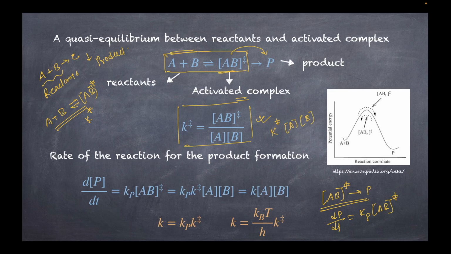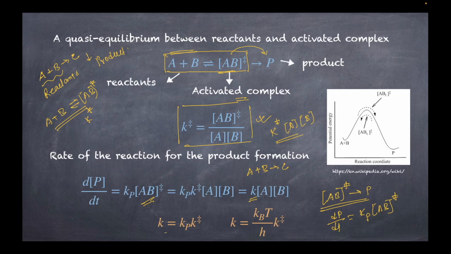Now we can put the expression of AB double dagger, that means this expression here. So dP/dt will be Kp times K double dagger times concentration of A times concentration of B. Let's say Kp times K double dagger equal to K. So this is the rate constant for the overall reaction, that means A plus B to C. So total dP/dt will be K times A times B.